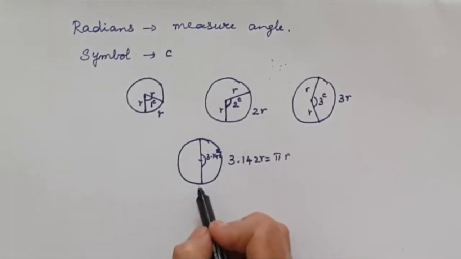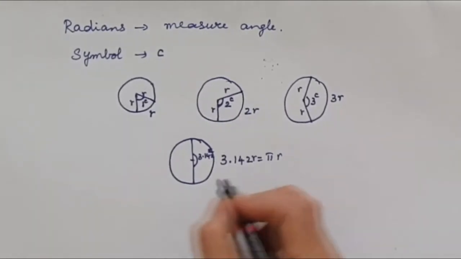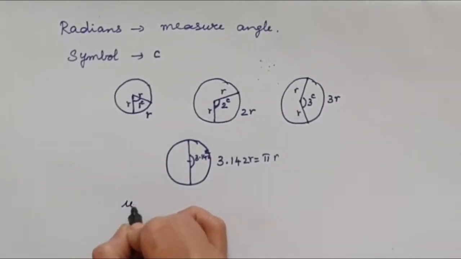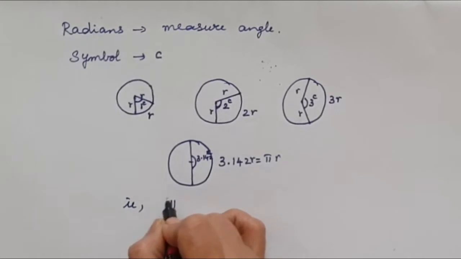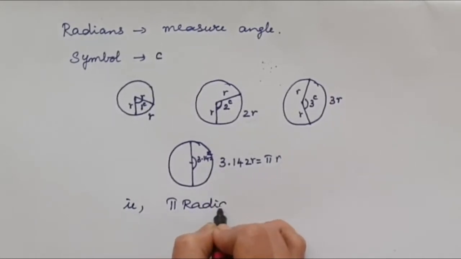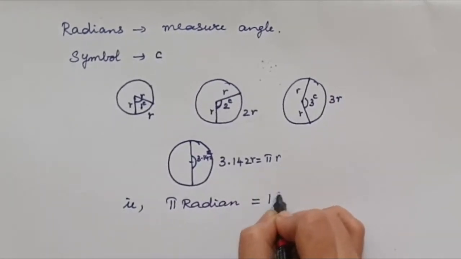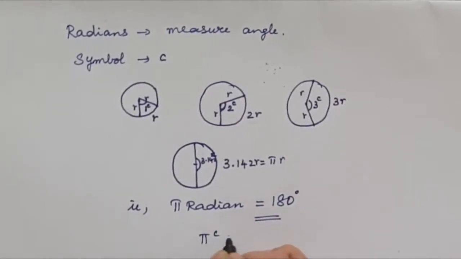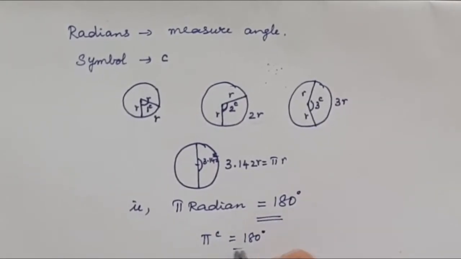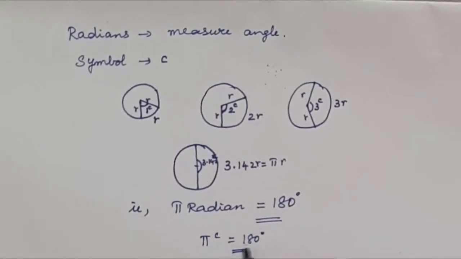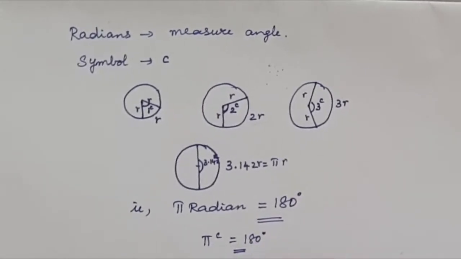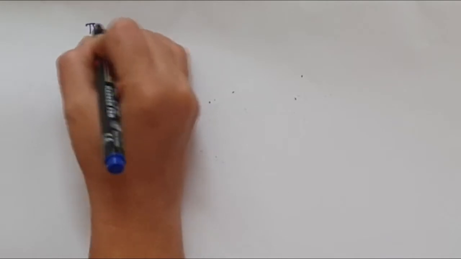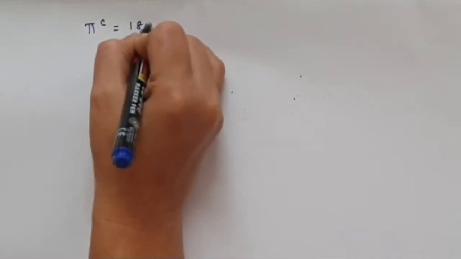So this 3.142 is nothing but 180 degrees. That is, we can write it as pi radians equal to 180 degrees. So this is the relationship between the radian and the degree. We have seen that pi radians equal 180 degrees.